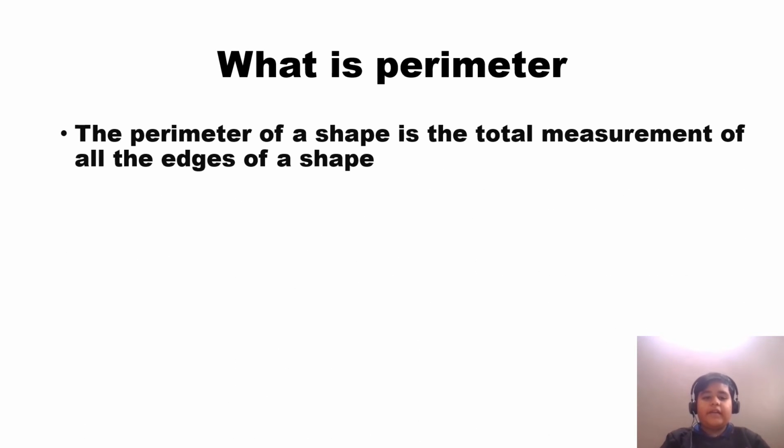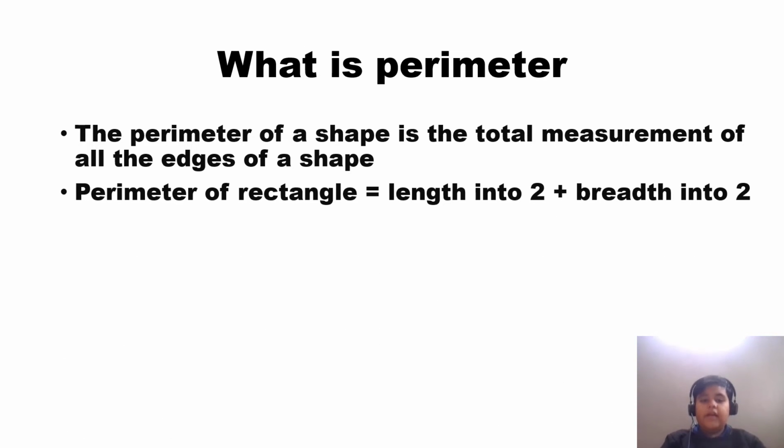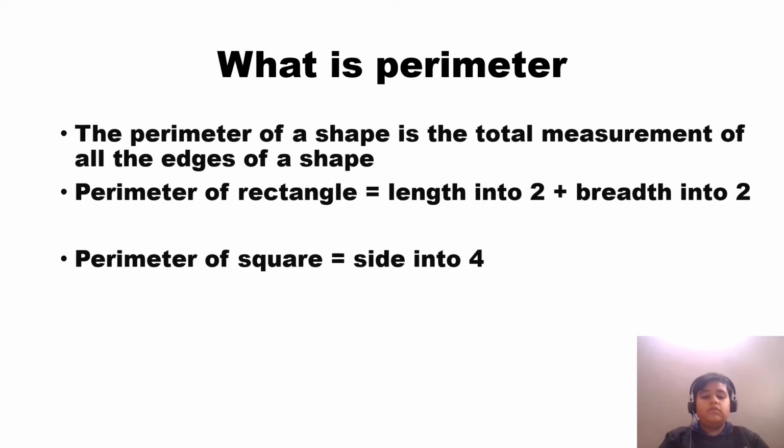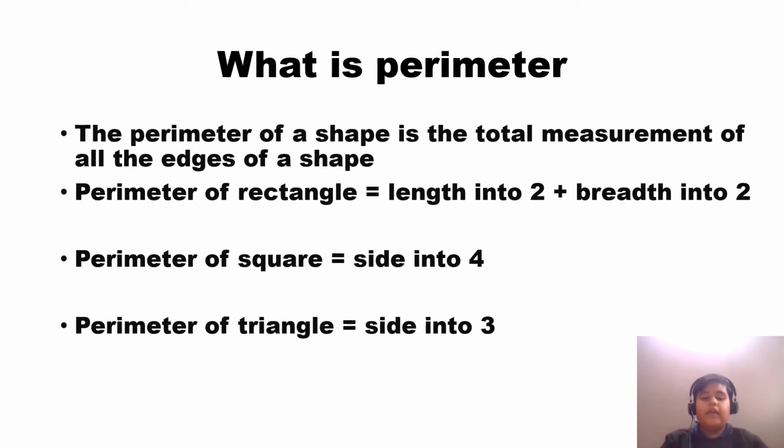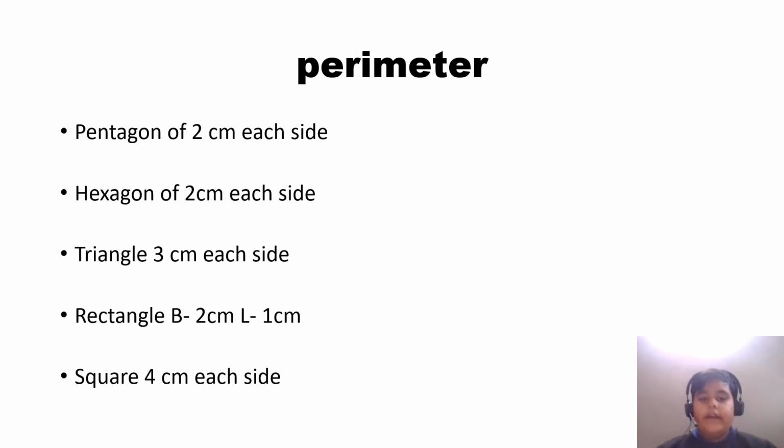What is perimeter? The perimeter of a shape is the total measurement of all the edges of a shape. Perimeter of a rectangle is equal to length into 2 plus breadth into 2. Perimeter of a square is equal to side into 4. And perimeter of a triangle is equal to side into 3. Now we have to take out the perimeter of these all.